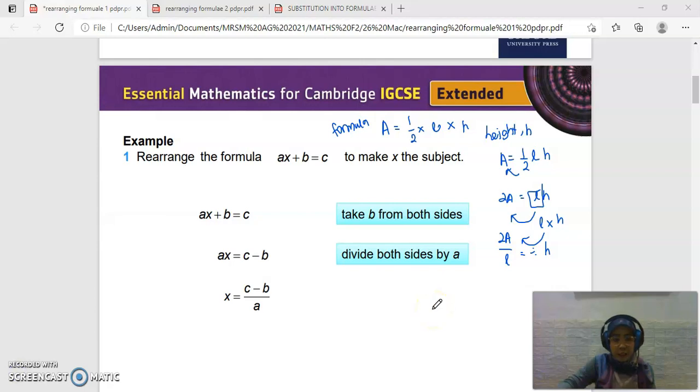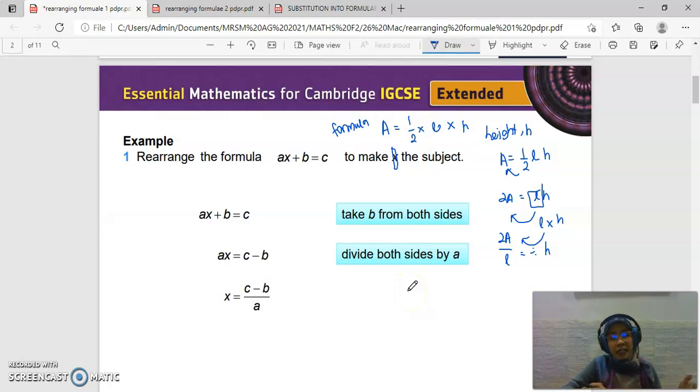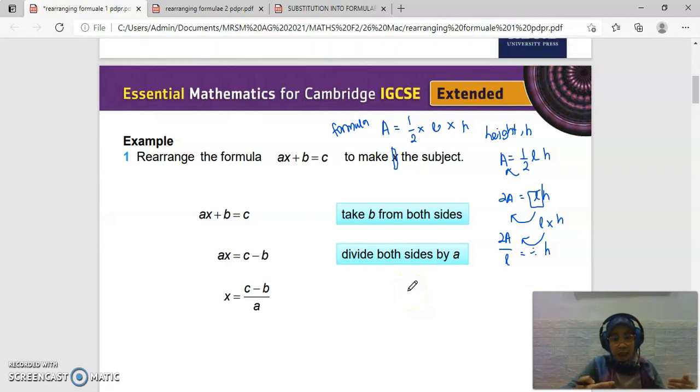So we go to the first example. Rearrange the formula ax plus b equal to c to make x the subject. Every question will give you the unknown to make the subject. It's like you play a game, and anything that is not related to the subject, you bring to the other side. That is the method to do the rearranging formula.